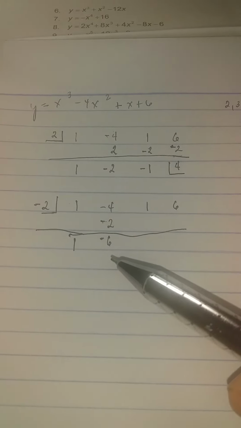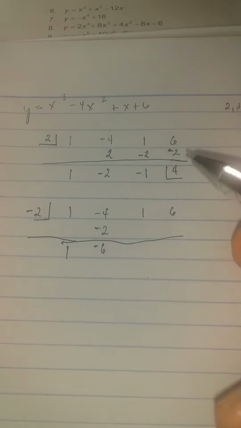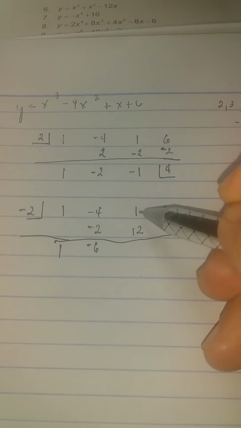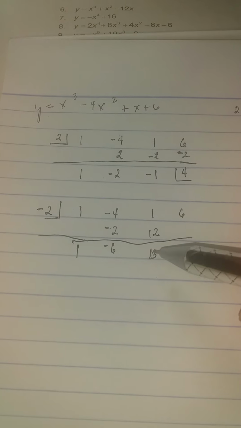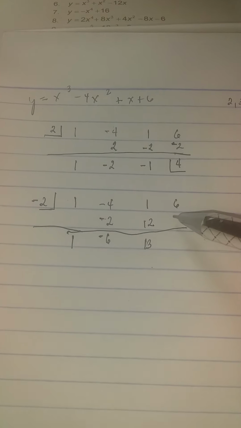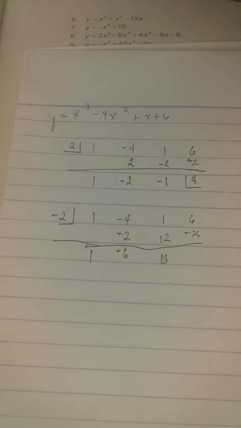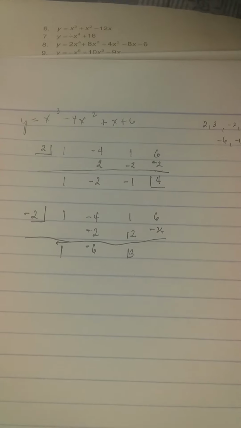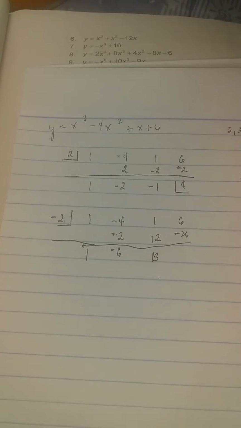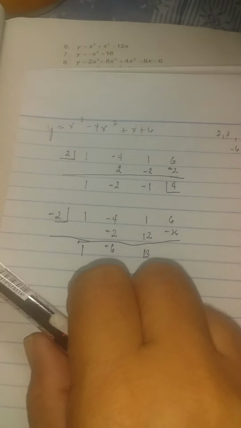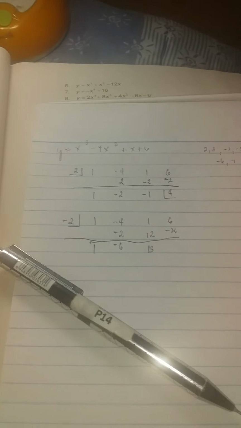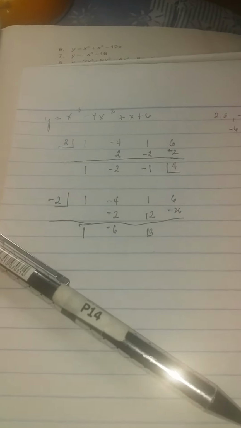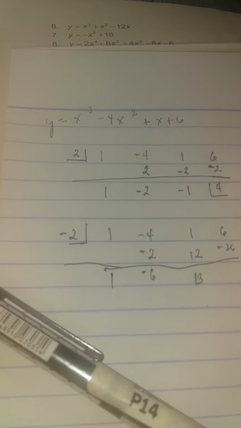Then negative 6 times negative 2 is positive 12. 1 plus 12 is 13. And notice, class, if we are going to multiply the 13 and the negative 2, it gives us negative 26, which will not give us a zero remainder. So meaning to say the negative 2 or x plus 2 is not a factor of the given polynomial function.